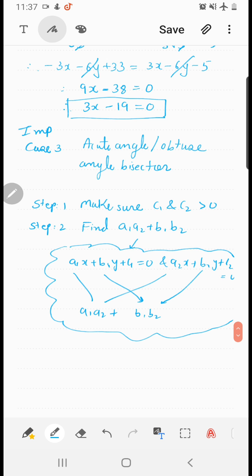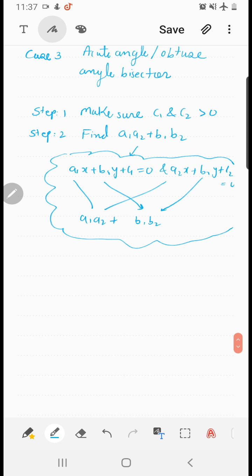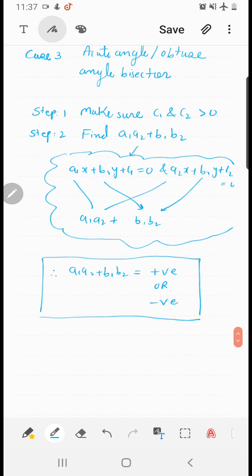Fine. Now when we find this, what we are looking for is this will give me a constant. Okay, so that value can be either positive or negative. So A1 A2 plus B1 B2 will be either positive or negative. That would be the conclusion of step number 2.